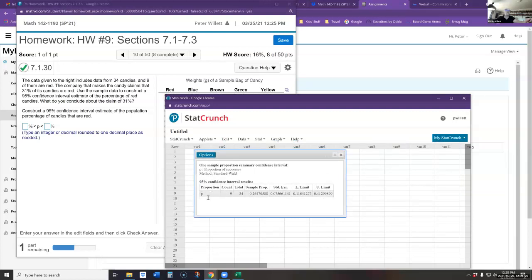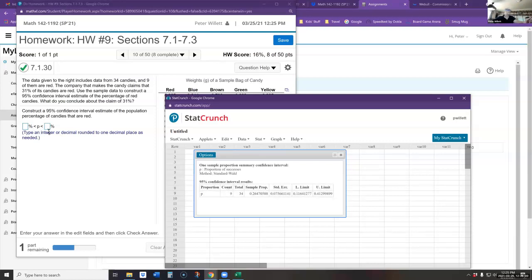So it tells us that this is a proportion calculation. The count was 9 out of 34. It tells us the sample proportion. So that would be the best point estimate. But then it has this standard error. So right away, standard error is not the margin of error. So you're going to ignore that if they ask for margin of error. In this case, they just want the interval. The interval is the lower and upper limits given here.